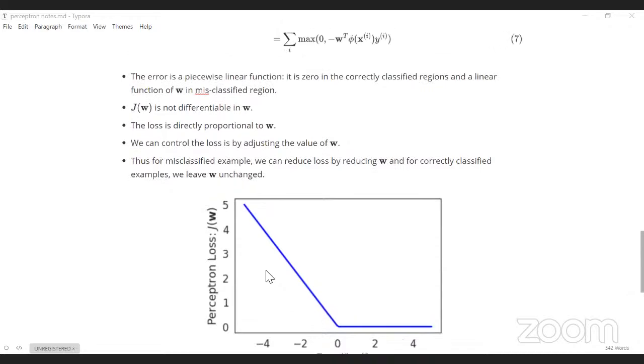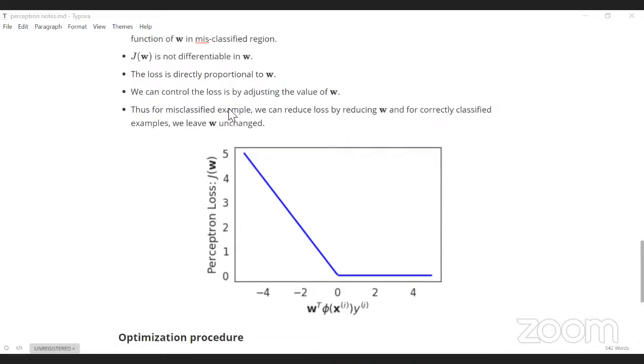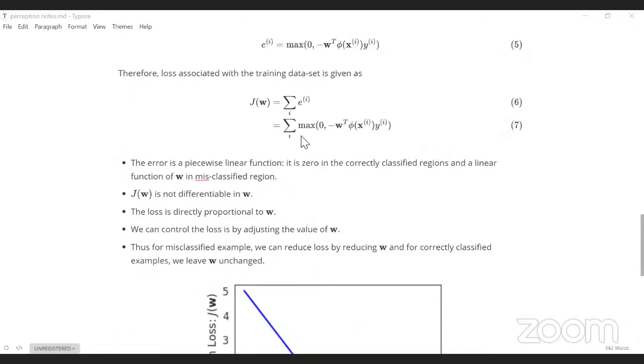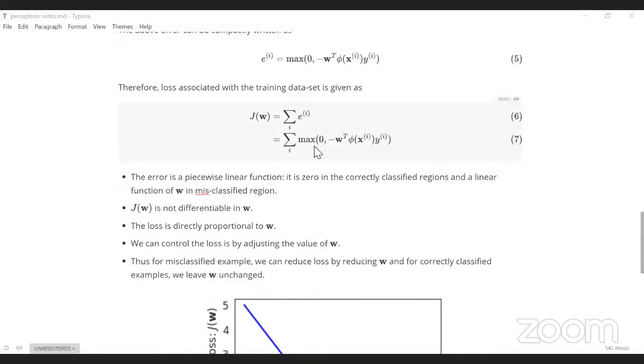Sir, one question: why is the loss function not differentiable in W? Because the W term is still there, right? Look at the form of J(W). It is max of 0 and something, and you can think of that parameter as x. So how will you differentiate this function with respect to it? Max of something is not a differentiable function. So J(W) is not differentiable in W. Okay, sir, got it. Thank you.